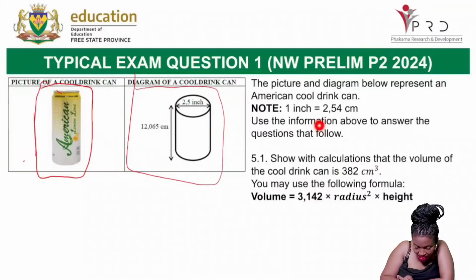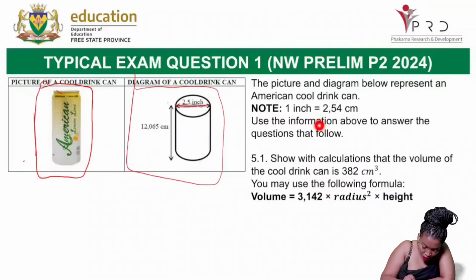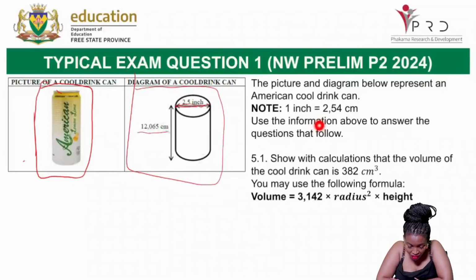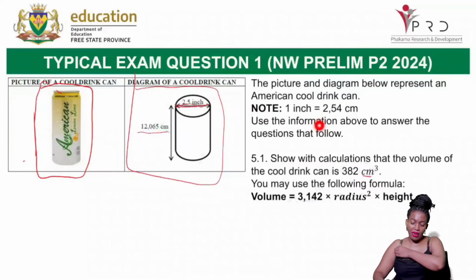What we are noting is that on the diagram, they gave us the diameter. The moment you find the diameter, you must immediately know that you must find the radius. Even before they tell you, immediately look for the radius. And then we've got the height. The height is 12.065 centimeters. 5.1, show with calculations that the volume of the cold drink can is 382 cubic centimeters. You may use the formula 3.142, which is pi, multiplied by radius squared multiplied by height.